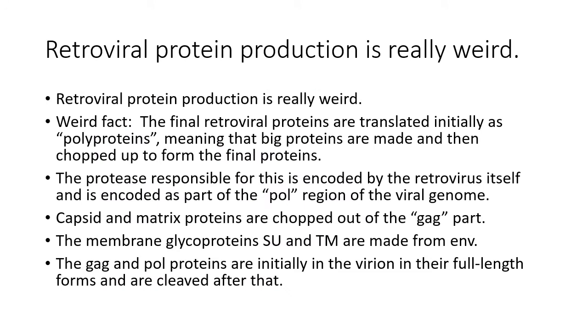Okay, so retroviral protein production is really weird. The weird fact is that the retroviral proteins are translated initially as what are called polyproteins. So when we talk about the GAG, Pol, and ENV, those are the initial proteins that are translated, but they have to be proteolytically digested, processed, to form the final proteins that are going to be actually part of the virion. Okay, so the protease that's responsible for this is encoded by the retrovirus as part of the Pol region of the genome. Okay, so the GAG region is for capsid, matrix, membrane glycoproteins are from ENV.